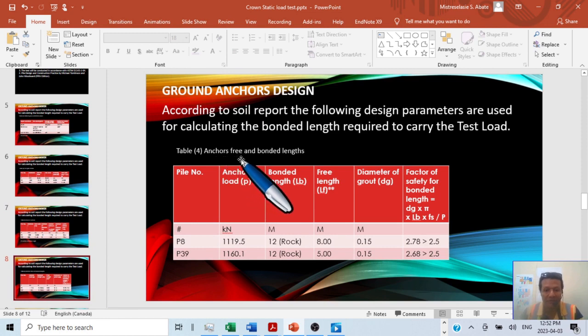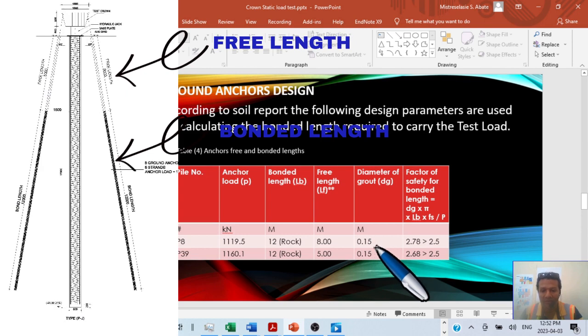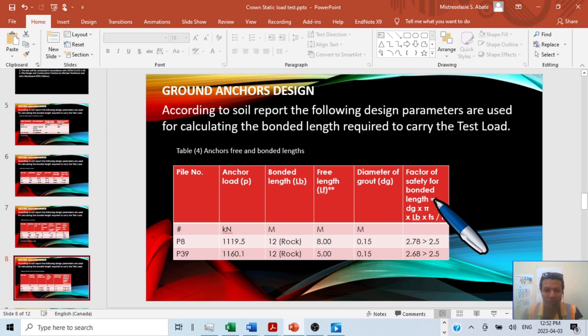Then anchor free and bonded length. As you can see, the bonded length is 12 and the free length is 8. It's already here. And the diameter of the grout is 0.5 meter, 1.5 meter. So to find the factor of safety for bonded length, we have to multiply these parameters, which are all given here: diameter of the grout, dg, times pi, times Lb bonded length, times fs, over the load P.